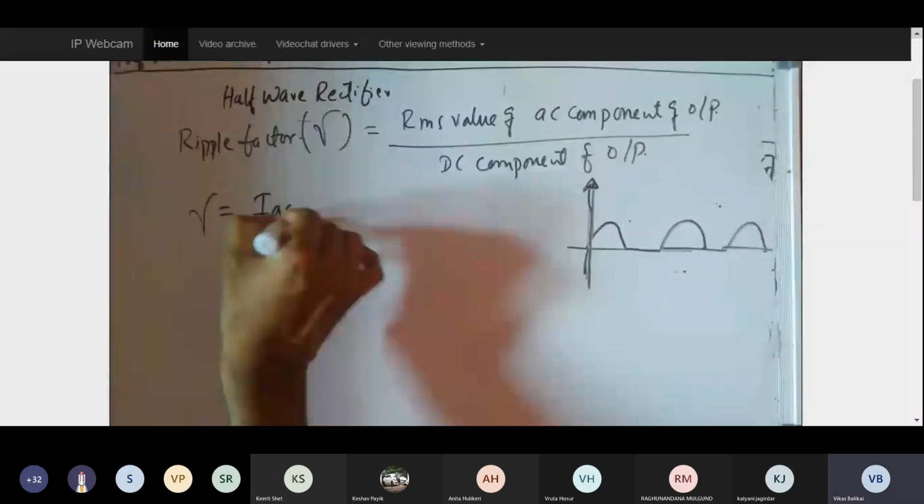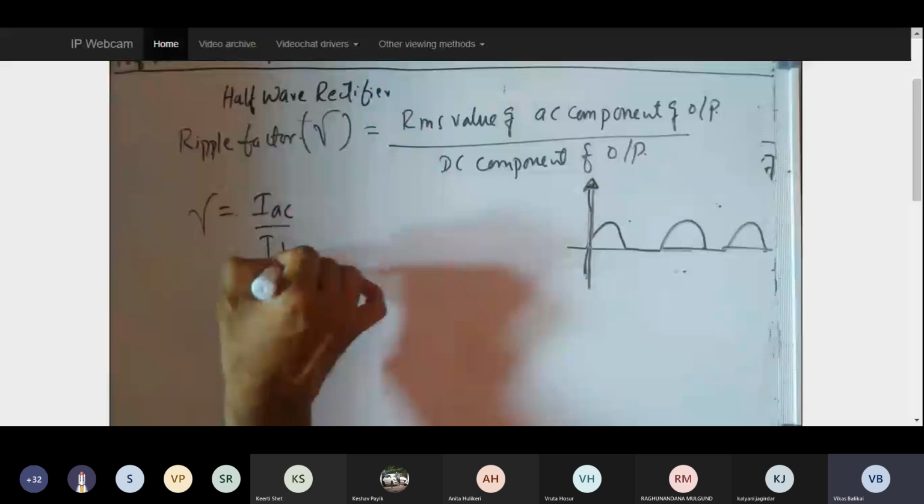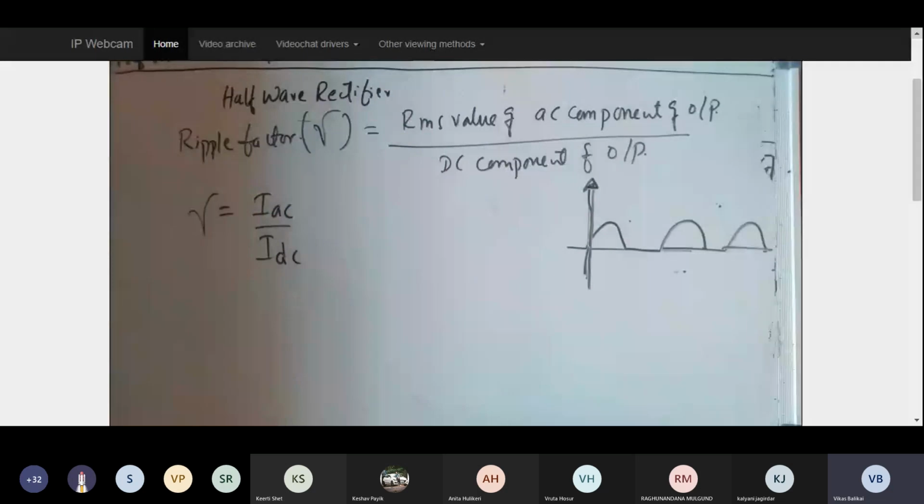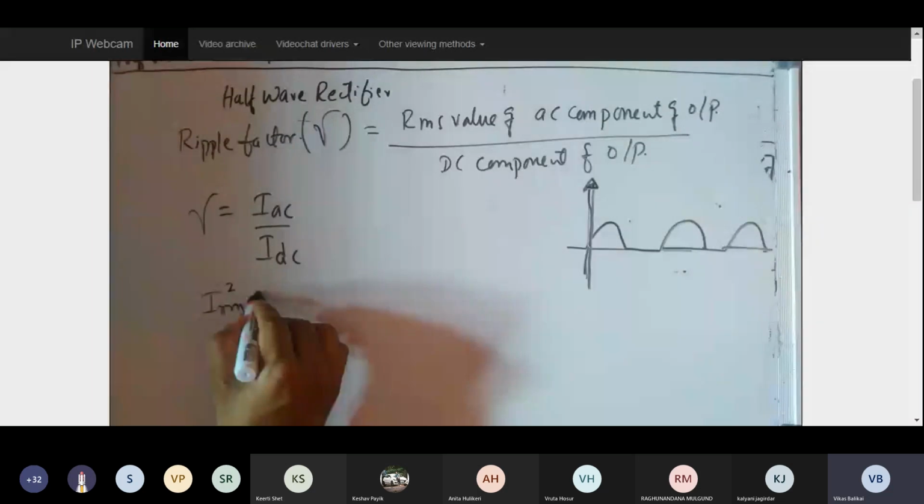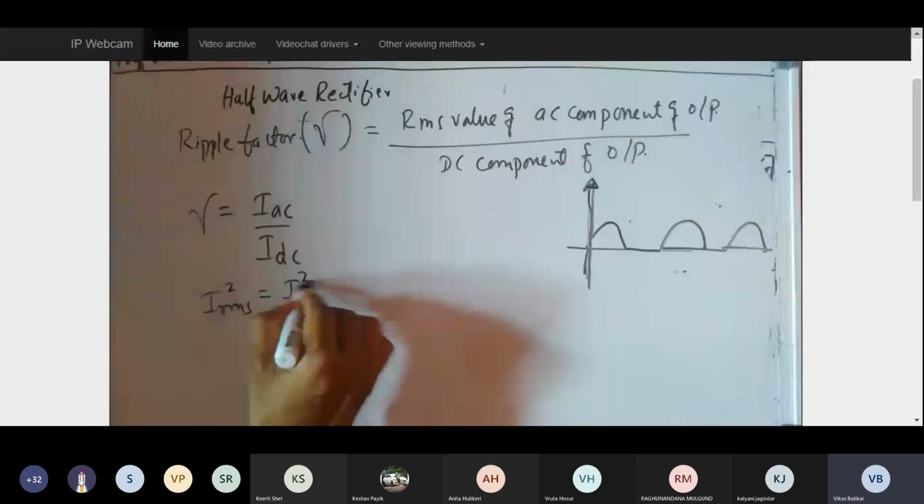So here I can write IAC upon IDC. So what exactly is IAC? Now I don't know what IAC is, because we normally do not talk in terms of AC current. We always talk in terms of RMS current. But as per my standard derivation of the equation, I square RMS is nothing but the combination of the AC current and the DC current, the square of this.